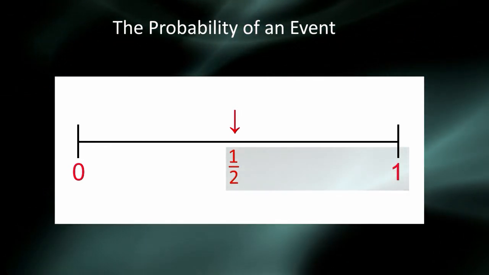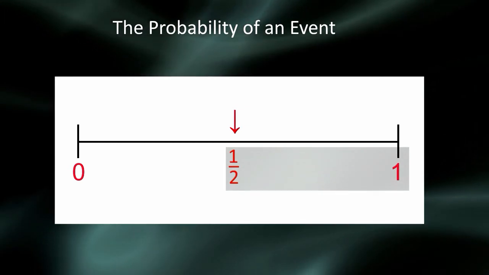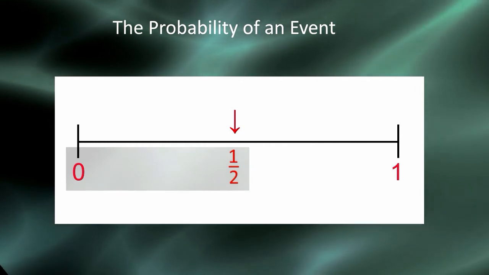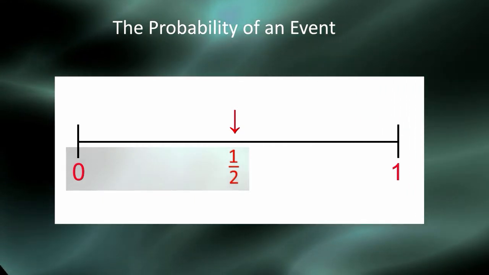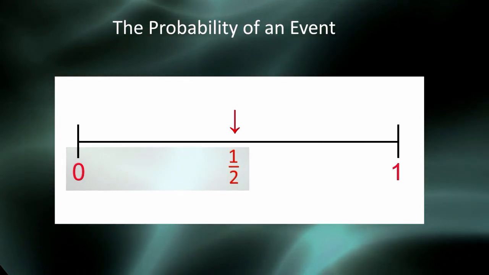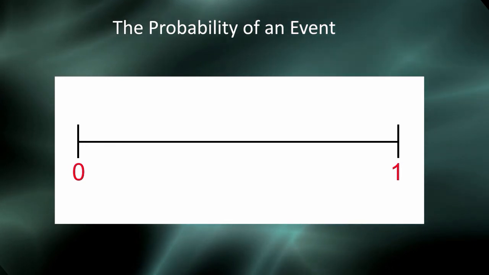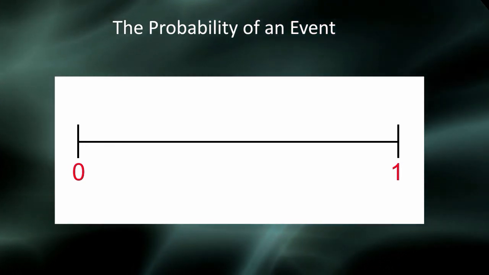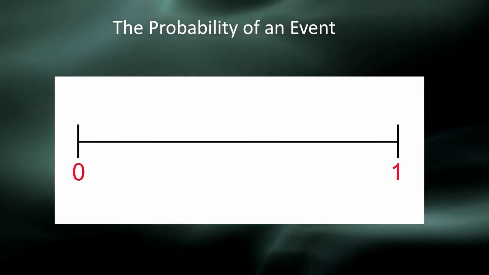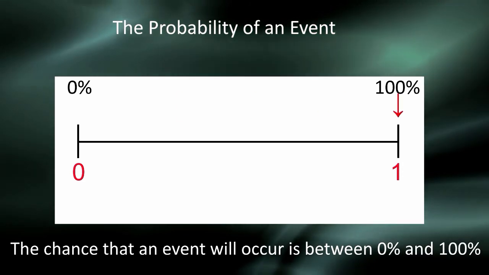Any probability that is greater than 1/2 indicates that the event is more likely to occur than it is not to occur, and a probability that is below 1/2 indicates that the event is more likely not to occur than it is to occur. Many people prefer to express probability in percentages. Since all probabilities are decimals, each can be changed to an equivalent percentage, so we're actually saying the chance that an event will occur is between 0% and 100%.